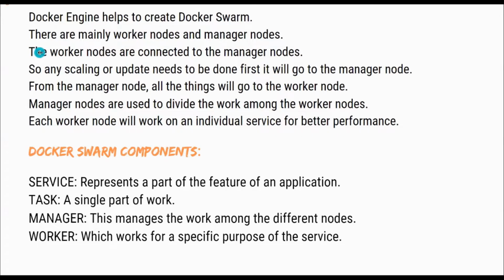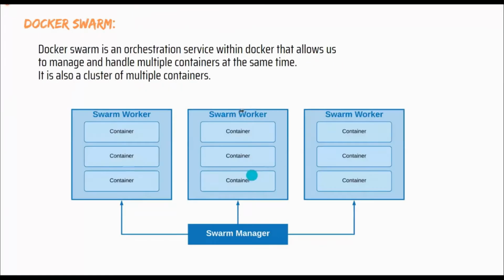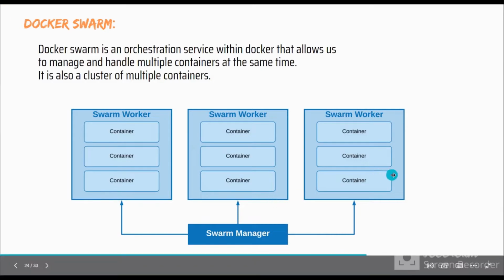Next, the worker nodes are connected to the manager node. As I said before, the manager node is directly connected to the worker nodes, and the work that comes to the manager node is distributed to the worker nodes. So any scaling or update needs to be done first on the manager node. For example, here I have 3 nodes, that is 3 EC2 instances. I want to scale it. So that means I am able to add 2 or 3 more servers as per the requirement.